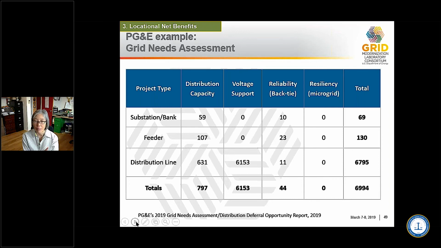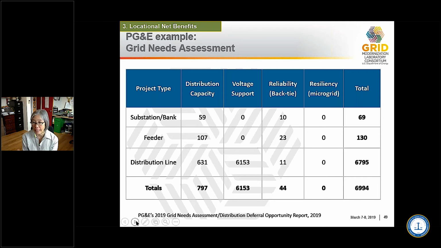When you've got an abnormal operating condition and now you're feeding the feeder through some back tie. And then resiliency is microgridding during outage conditions. So that would be actually being able to do a standalone microgrid. And I'll just note, yeah, there's 0 here, and this was done before those power shutoffs that happened in the fall. That kind of thing might be changing in the future. So, a lot of these were around voltage support.